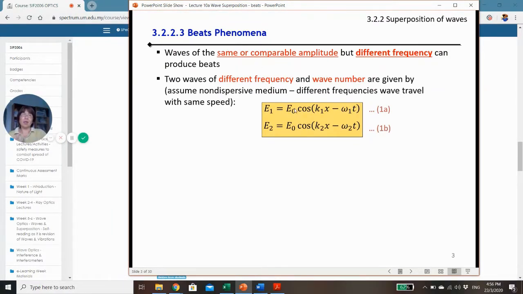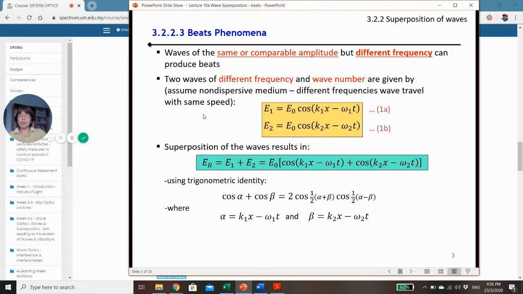For the beats phenomenon, we start with two waves. They are of comparable amplitude, about the same amplitude, but they have different frequencies and also different wave numbers. So for wave 1, we have wave number K1 and frequency omega 1. Wave 2 has K2 and omega 2. I'm going to assume that it's a non-dispersive medium. That means waves of different frequency will travel at the same speed. And from the principle of superposition, we have the linear combination, which is just summing the two waves.